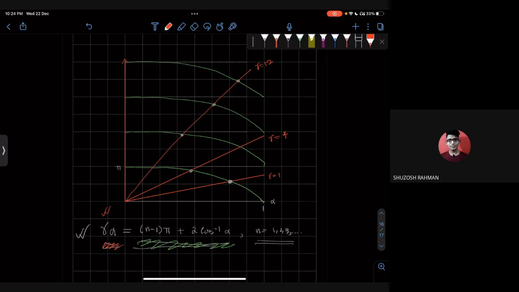And this equation makes sense up to the value of alpha equals 1, because you know that the argument of cos inverse cannot be greater than 1, right? So that's what we're doing here.